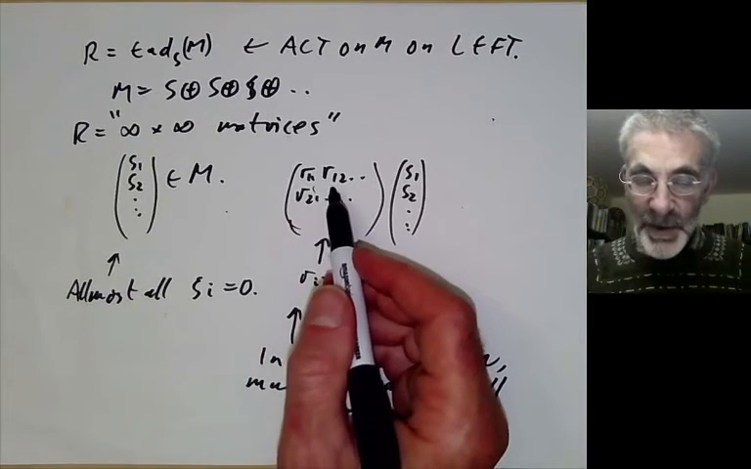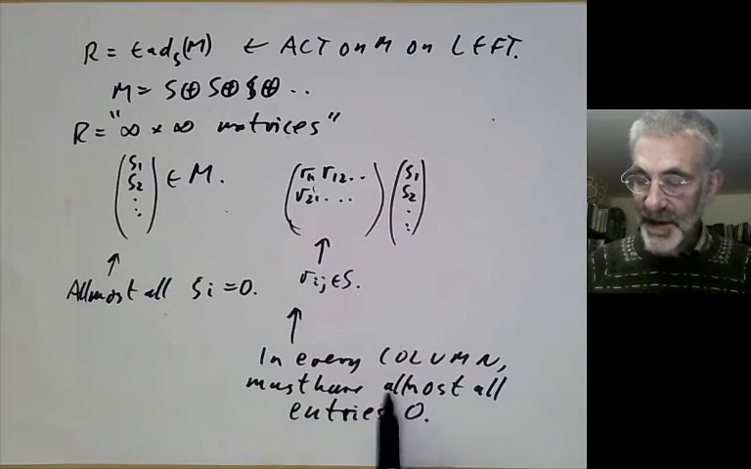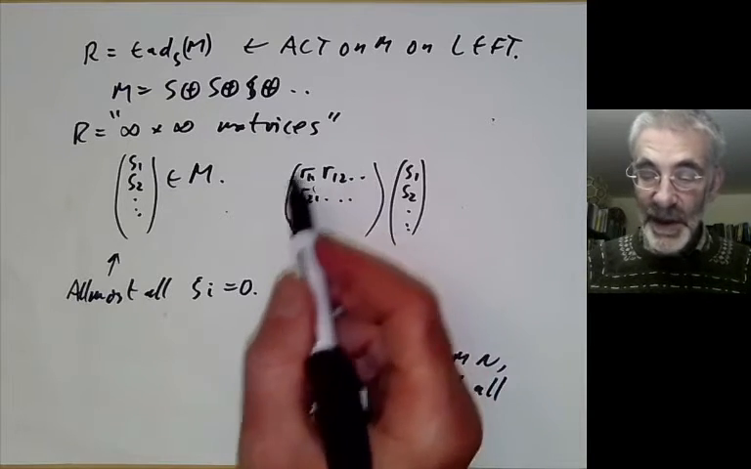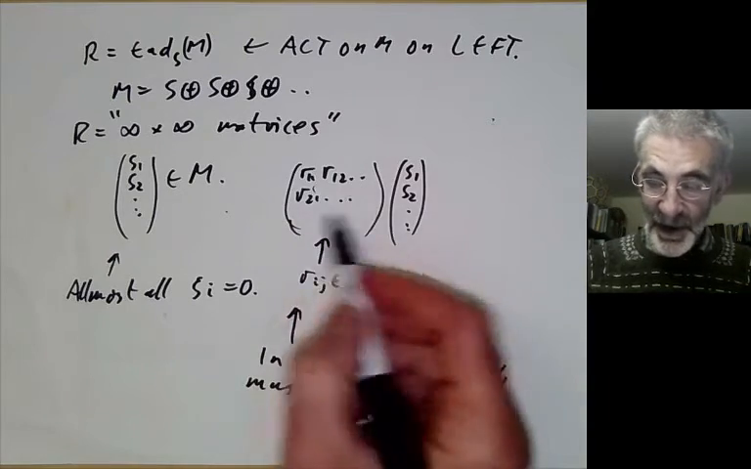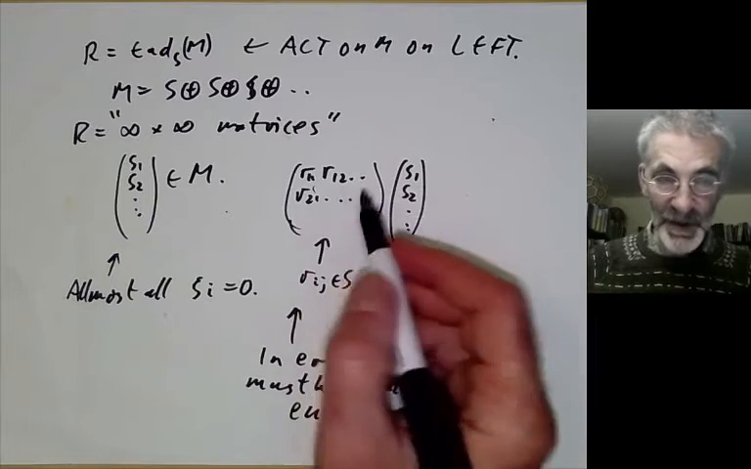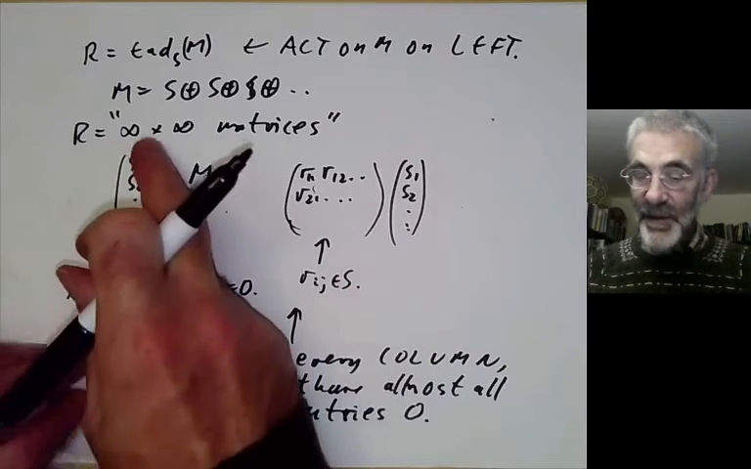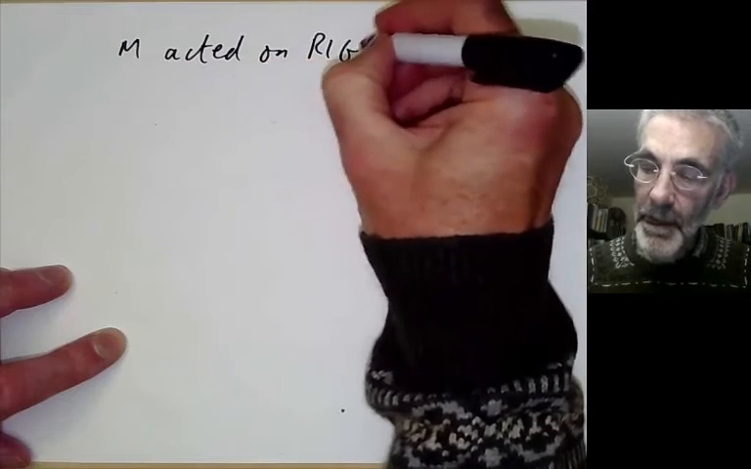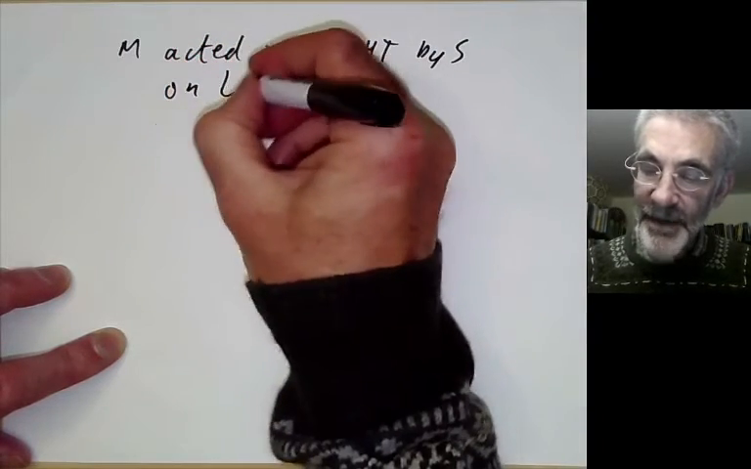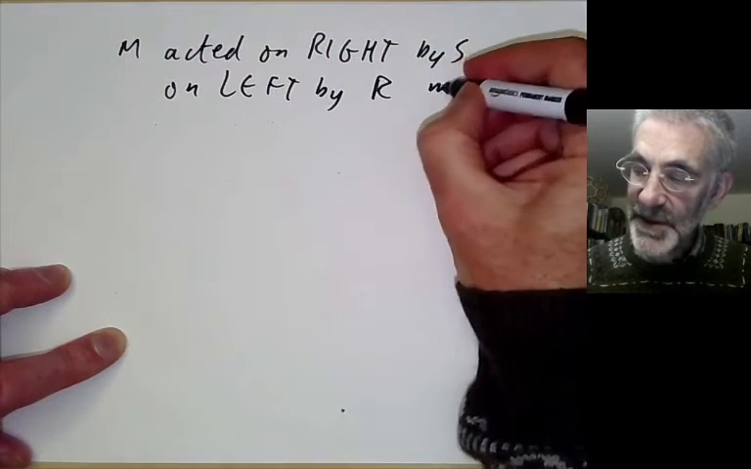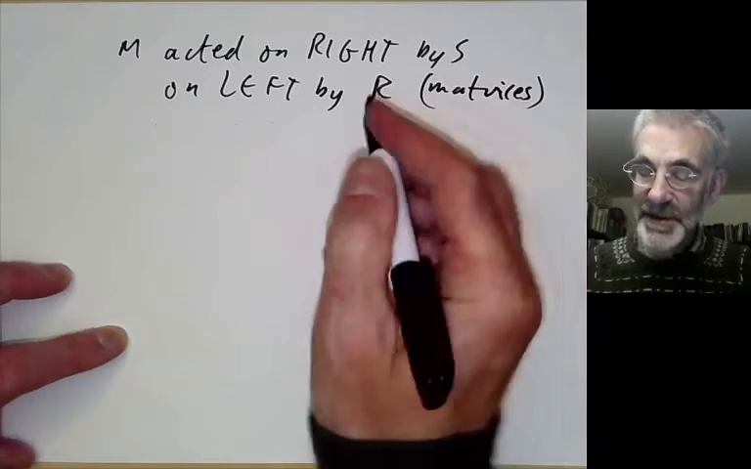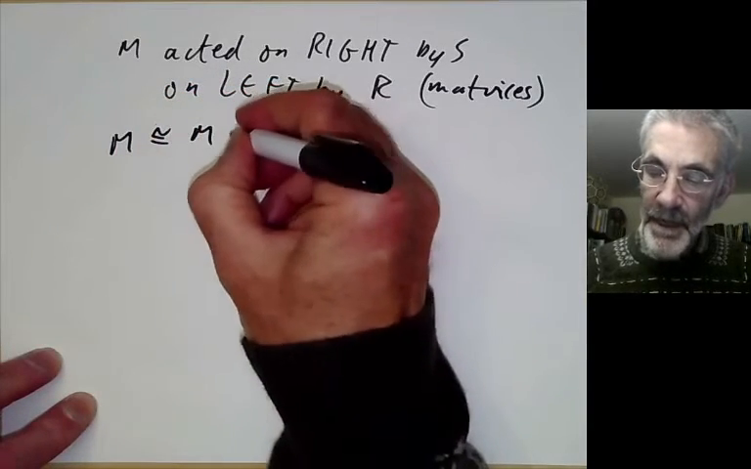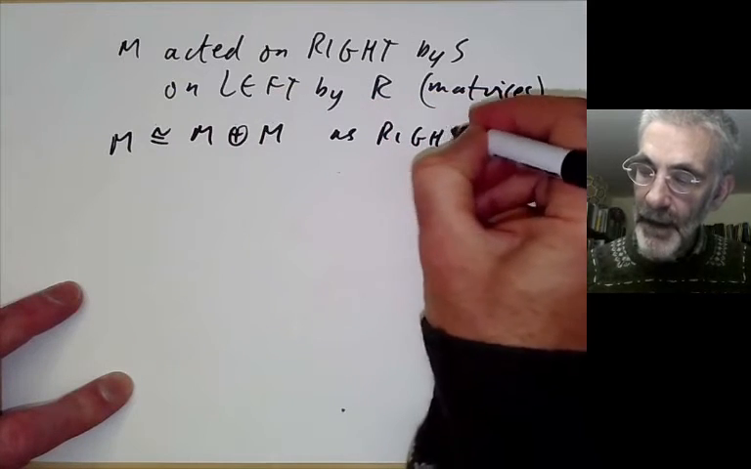So whenever you're looking at infinite matrices in algebra, you normally need some sort of finiteness condition on the rows or columns saying that most entries are 0. Notice if we put this finiteness condition on, then multiplication of matrices is now well defined, whereas if we had no finiteness condition, then multiplication wouldn't be well defined, because you would get lots of infinite sums. So anyway, we've got this ring R. So M is acted on the right by S and on the left by R, which is often this ring of matrices. And these right and left actions commute. And now we know that M is isomorphic to M plus M as right S modules.